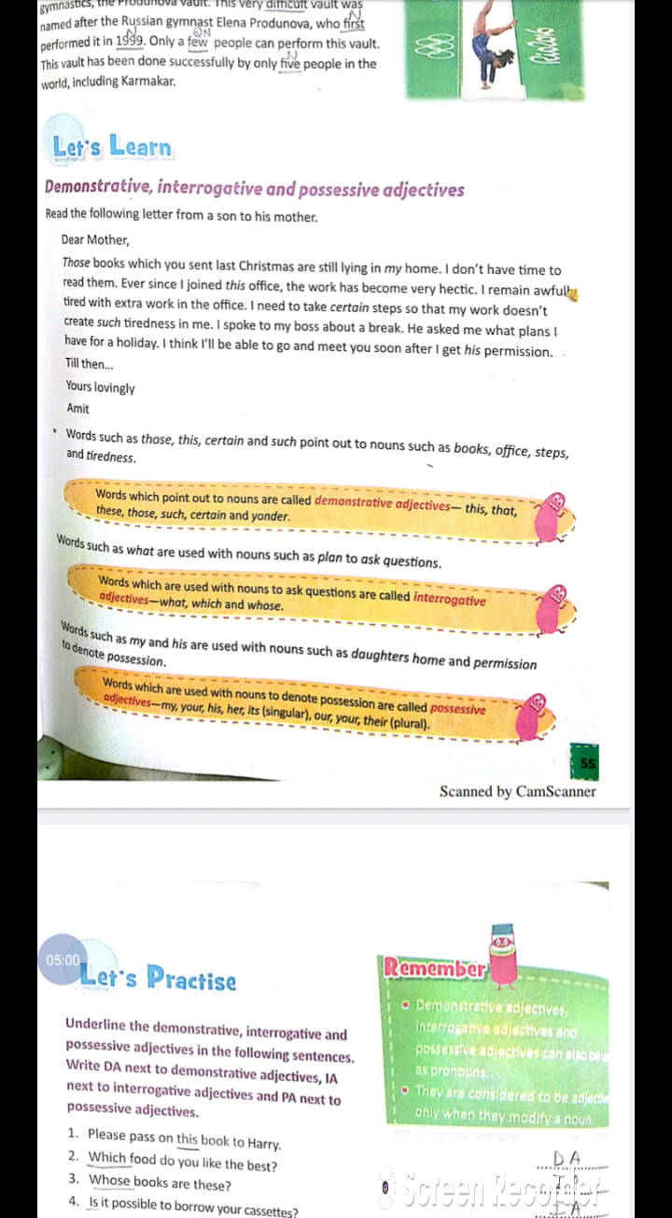Okay, words which are used with nouns to ask questions are called interrogative adjectives: what, which and whose. Words such as my and his are used with nouns such as daughter, home and permission to denote possession. Words which are used with nouns to denote possession, ownership, to own something, are called possessive adjectives. My, your, his, her, its, our, your, their are called the possessive adjectives.